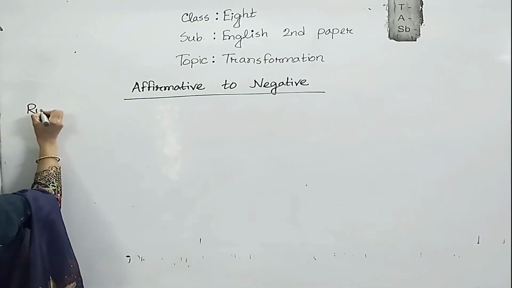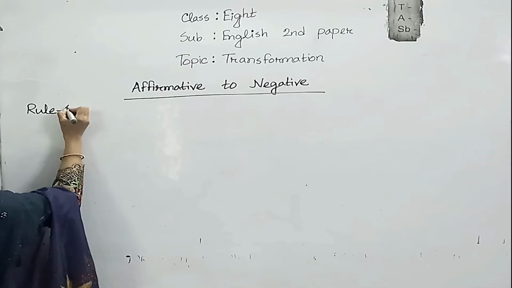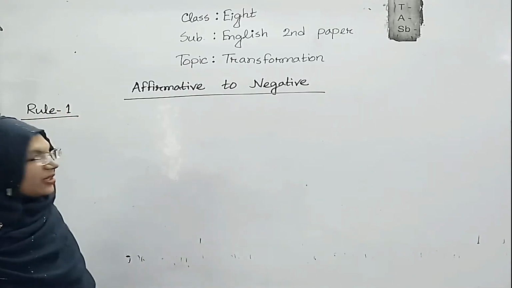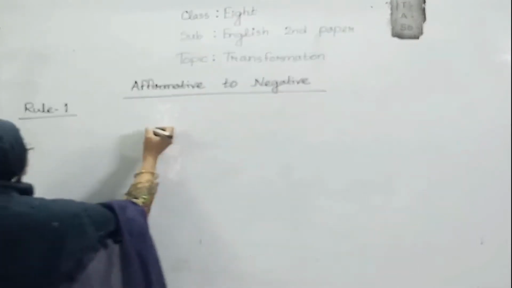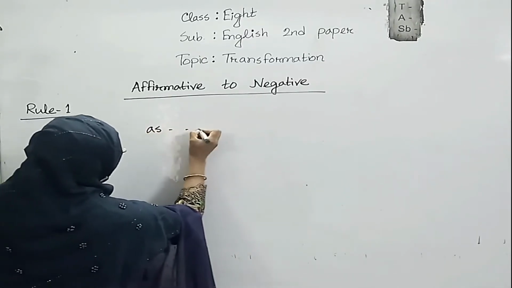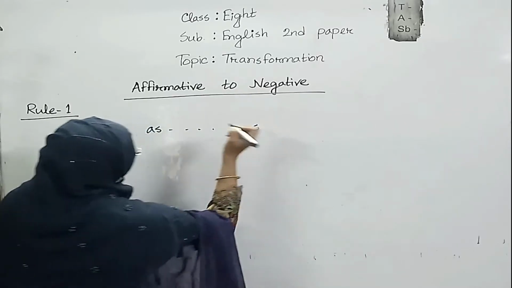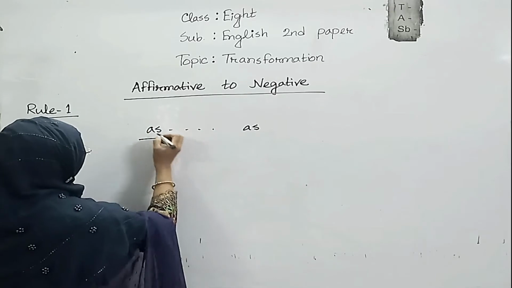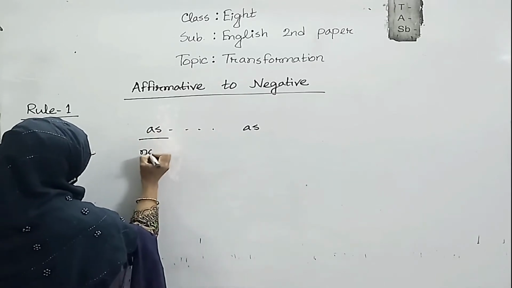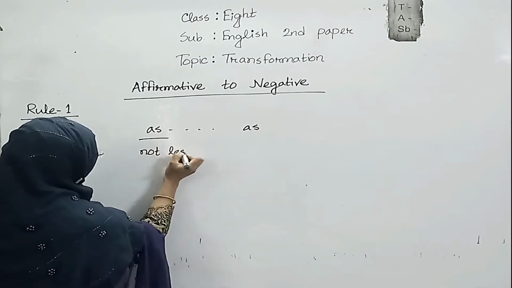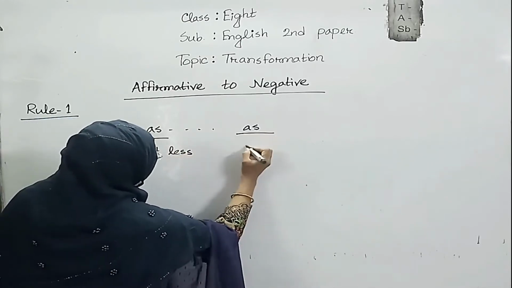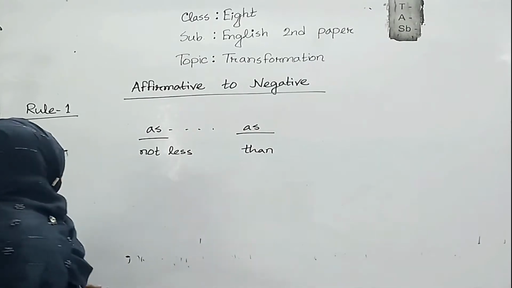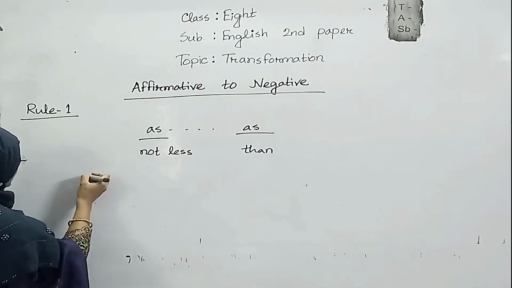Rule number 1. In an affirmative sentence, if there is "as... as", we have to write down "not less" for the first "as" and "than" for the second "as". Okay, here is an example.